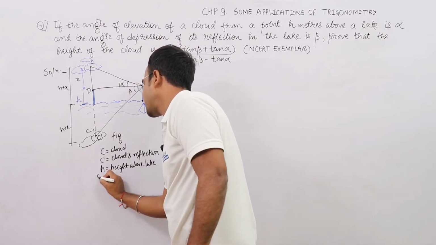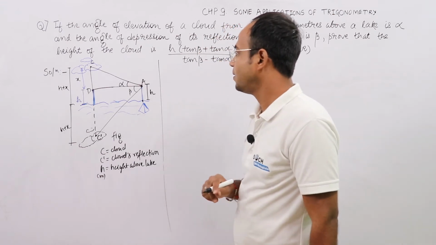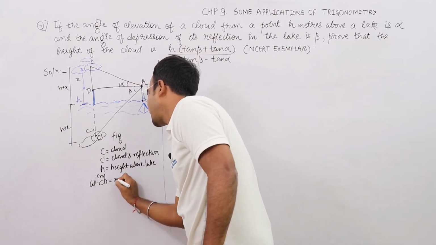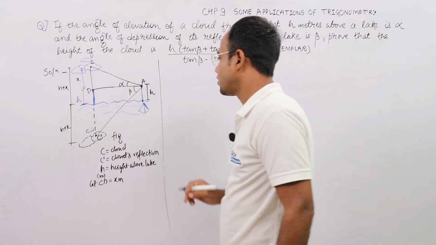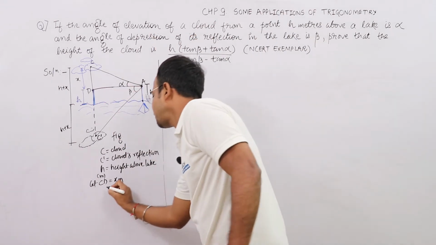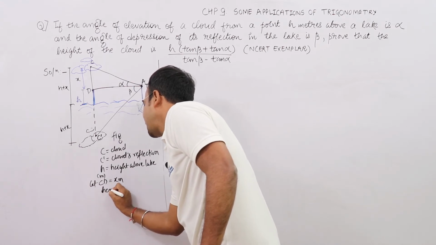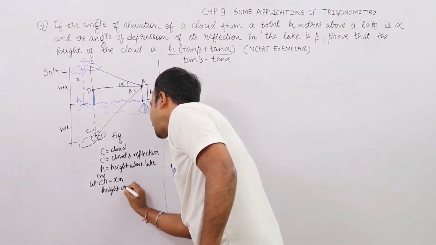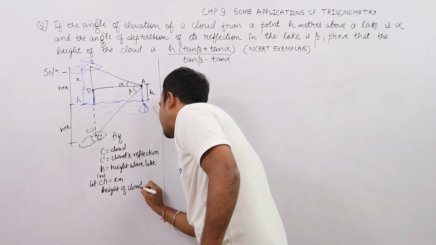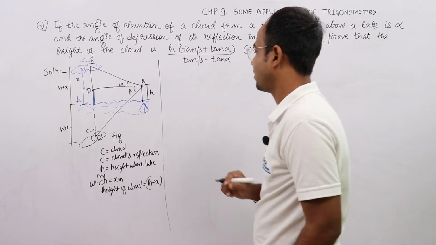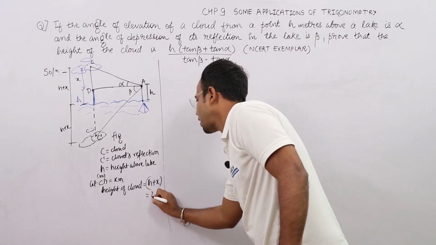h meters, of course this is in meters, and CD is, let us assume, let CD equal to x meters. So we have to find the height of the cloud. Height of cloud with respect to the lake will be nothing but h plus x. This is what is the question mark.